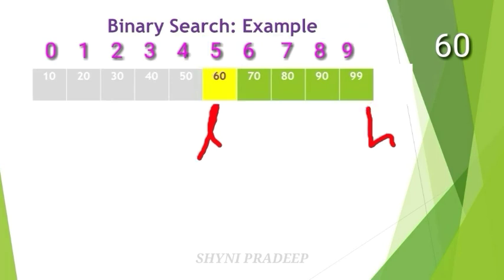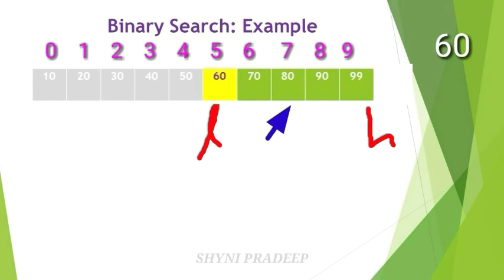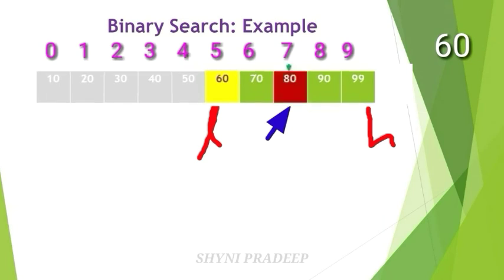Now again find out the middle element. How will you find it? Using the mid formula. Mid is equal to low plus high minus low divided by 2. This is the lowest index position and this is the highest index position. So now our new mid is 7. Which element is stored in the index position 7? 80. So this is the middle element.